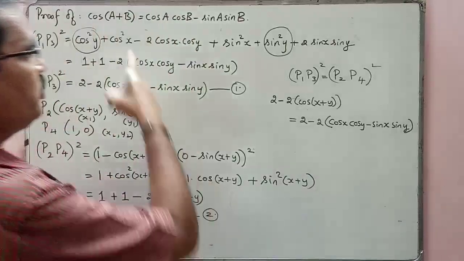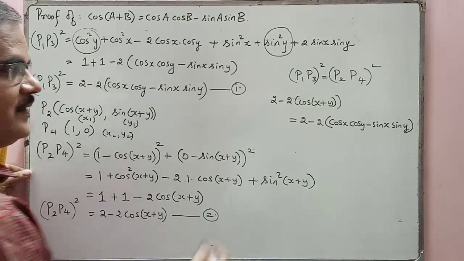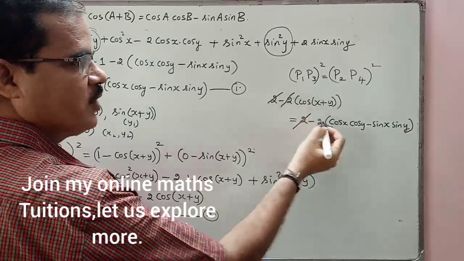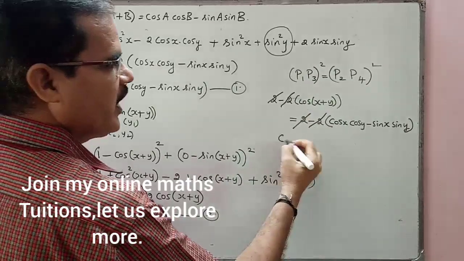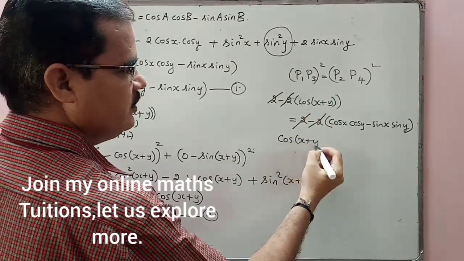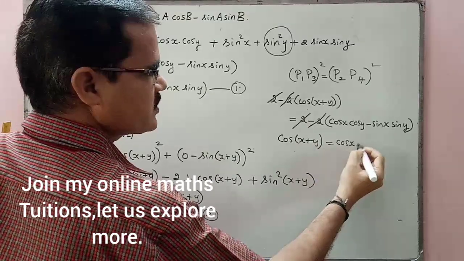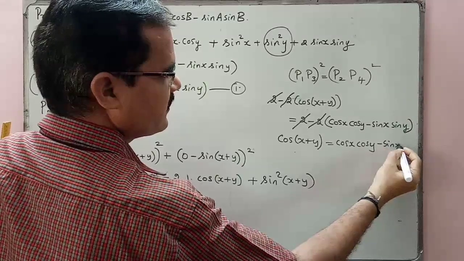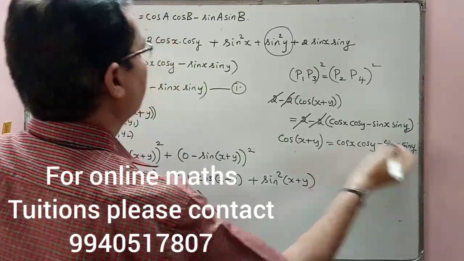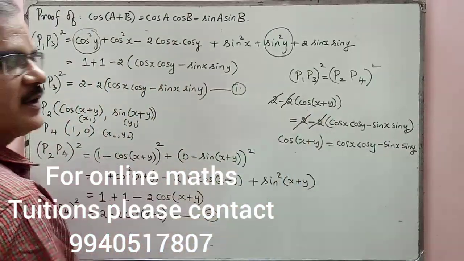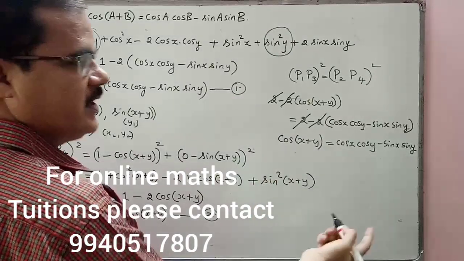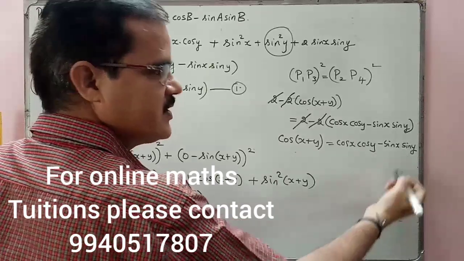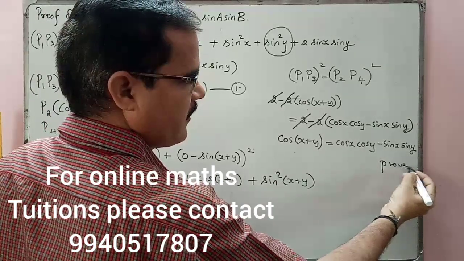Okay children, we have come to an end. Can you see that? Cancelling this 2 on both sides and dividing by minus 2 on both sides, you have cos of x plus y is equal to cos x cos y minus sin x sin y. You need to prove it for a and b, which is nothing but x and y. So you replace x with a and y with b, and you will have cos of a plus b equal to cos a cos b minus sin a sin b. We have proved it.